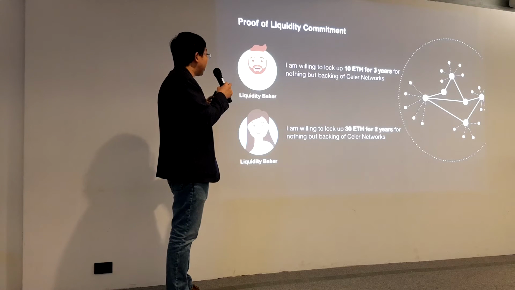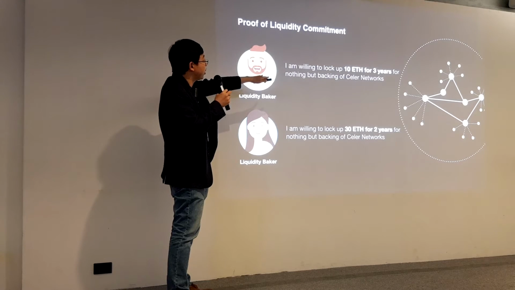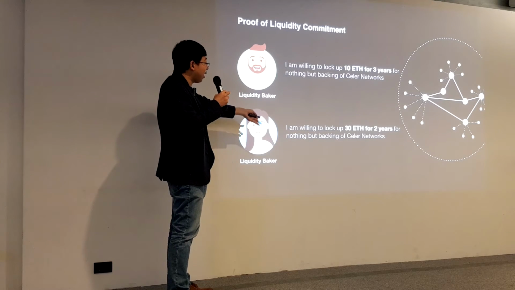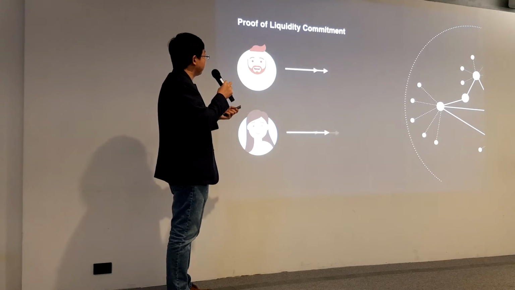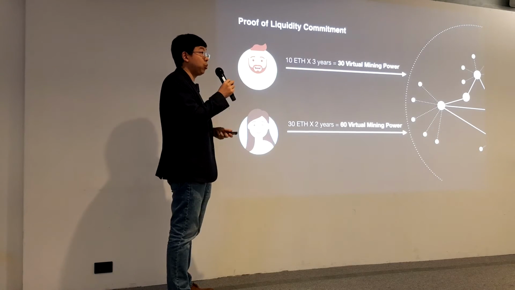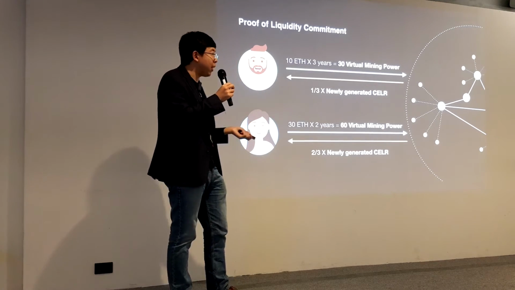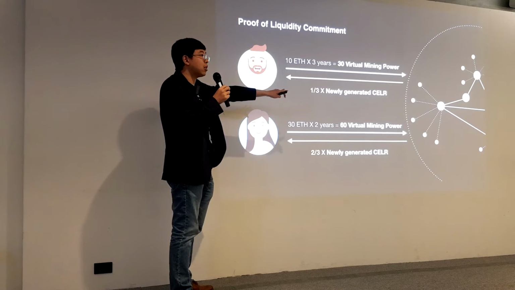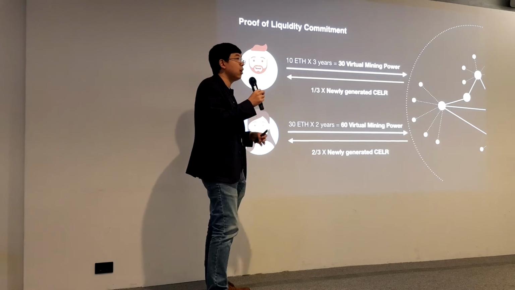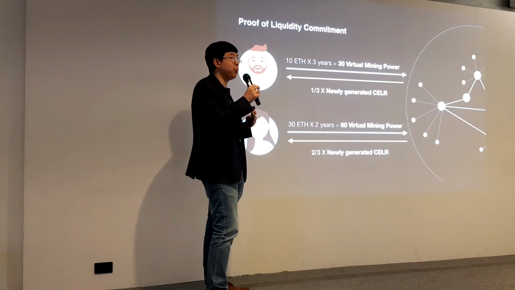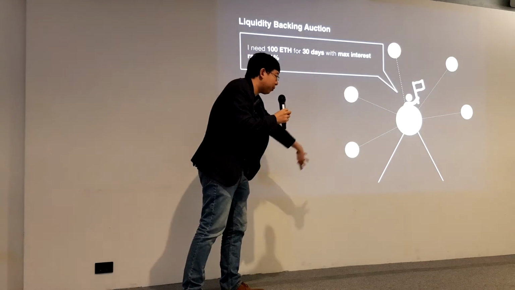It works basically like a virtual mining process where you have two liquidity backers here. One is willing to lock up 10 ETH for 3 years to back the Stellar network, and the other is 30 ETH for 2 years. Their virtual mining power is basically a multiplier between these two things, and newly generated Stellar token will be awarded proportionally to their virtual mining power. With this incentive, and also because of the Stellar network's income flow earning power, there is a very positive incentive, especially in the beginning, to create a very stable and abundant liquidity pool for the entire network to operate. Now we have the pool of liquidity, we have the pool of money sitting here.